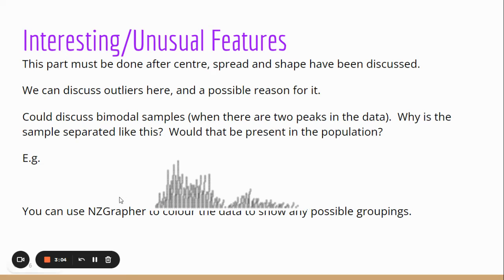You can use NCEA to colour the data, so you could look for groupings that are associated with different things by doing that as well. It might be that these two groups are male and female, or they might be different products, or those sort of things. So it's important to actually look for those things in your data set and talk about them.